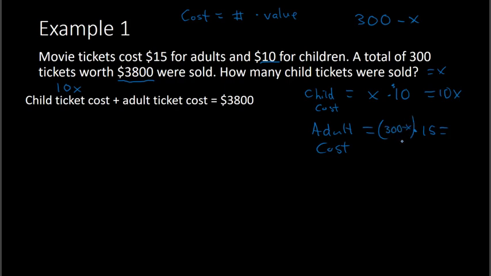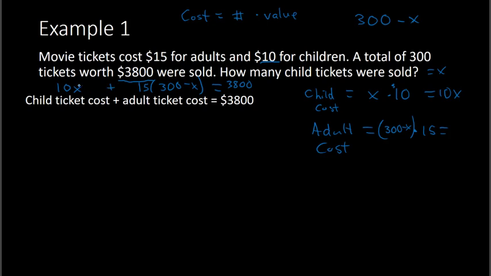So we have 300 minus x times 15 for the adult cost. All right, so that's what I can put in here. 300 minus x times 15, and it's helpful probably to put the 15 first: 15 times 300 minus x. That's the same thing. All right, and that total equals 3,800.